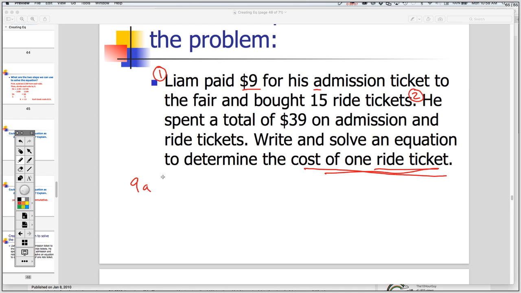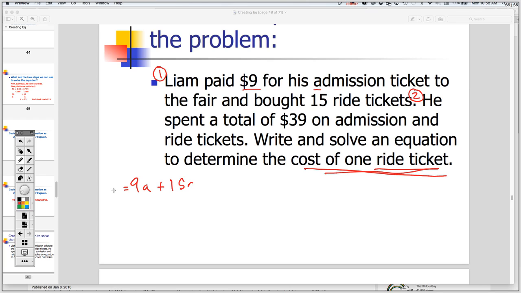Now, if you had one admission ticket and you bought 15 ride tickets, right? What would this equal? What are you trying to find? Well, what happens when you add this together? What does this represent? Yeah, what Liam paid. So we're going to put this as what Liam paid. So your L will represent what Liam paid. Everyone good so far?